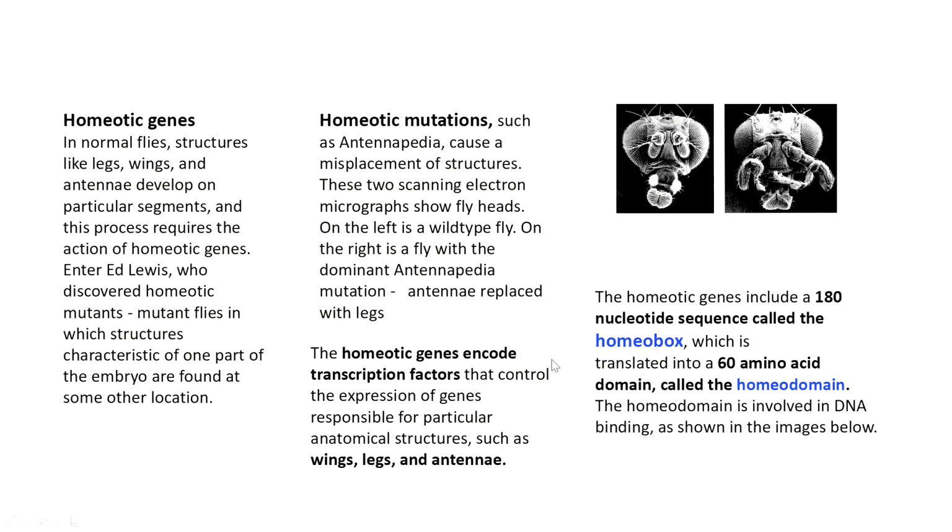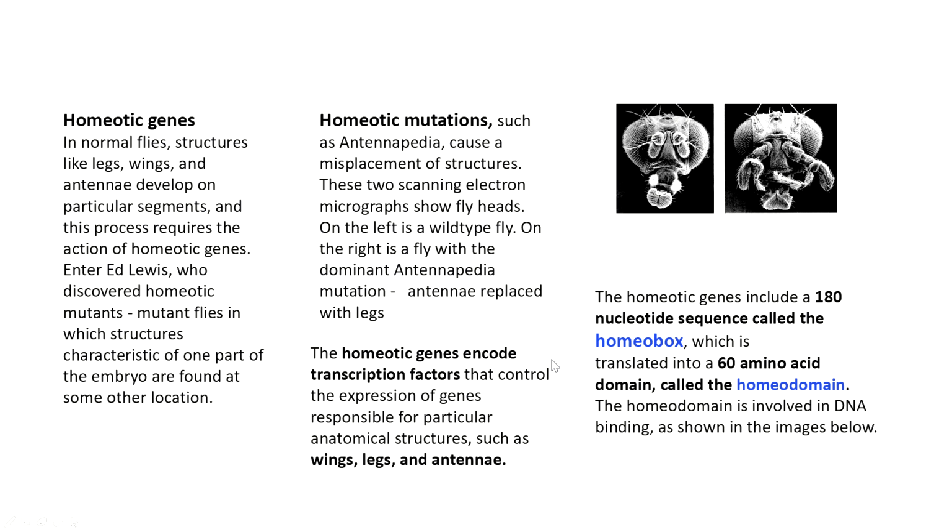And the 180 nucleotide sequence produces or represents 60 amino acids. This is called the homeodomain. The homeodomain is involved in DNA binding, and it is responsible for the synthesis of different types of proteins.